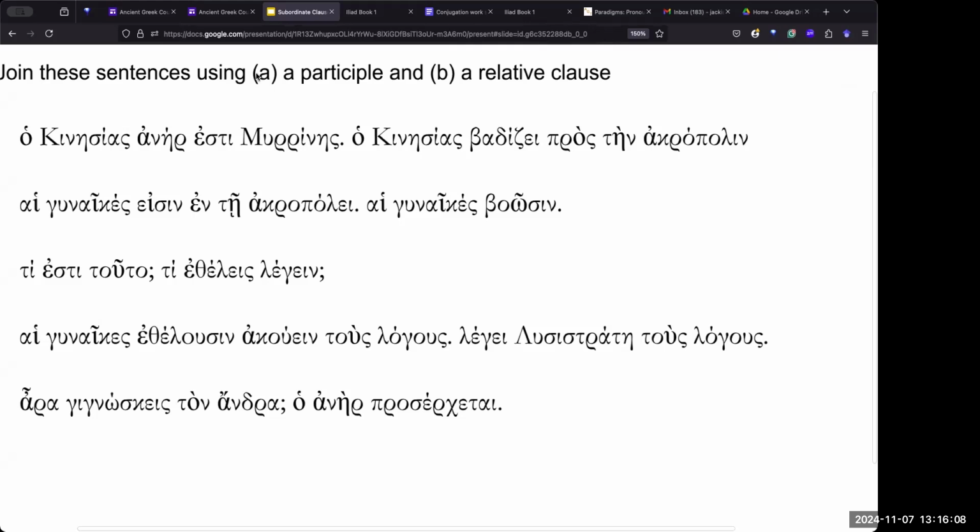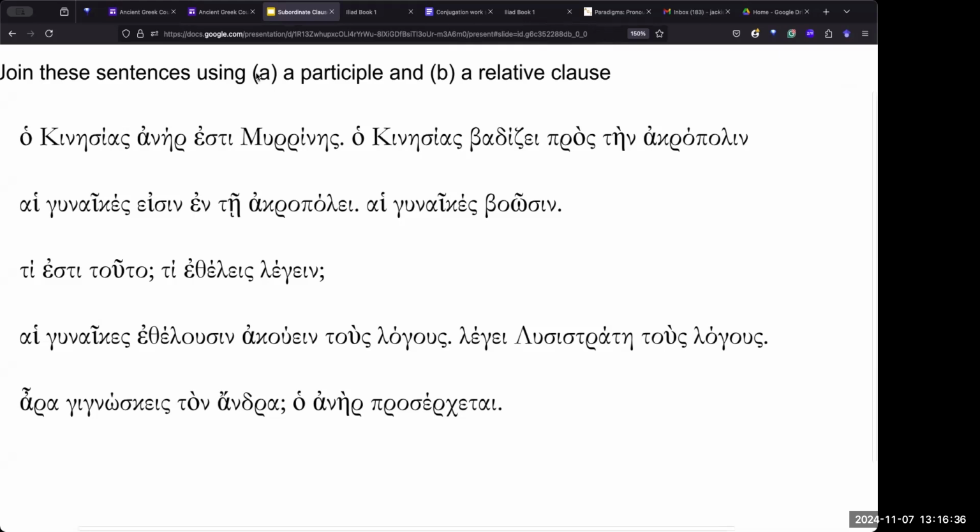So TSD tuto ho. And you can tell it's going to be ha because tuto has the ah. So ha lege, ethele leges, right? So ha with the accent is what you'd get. That's the relative there. All right. So hi gunaikes ethelusi akuen tus logus lege.